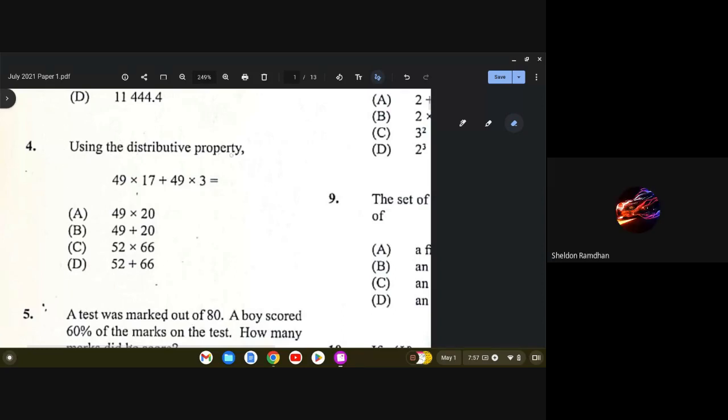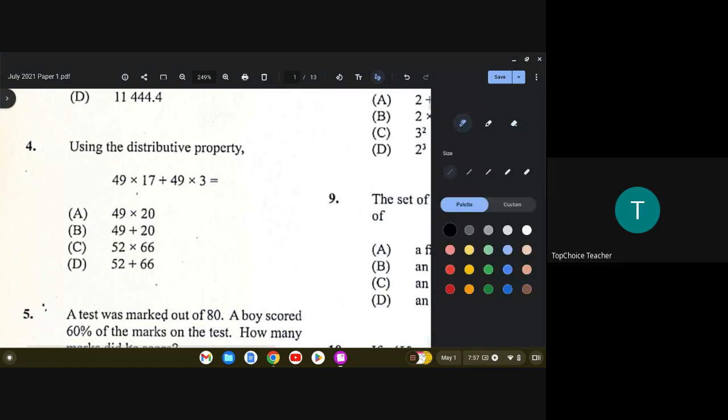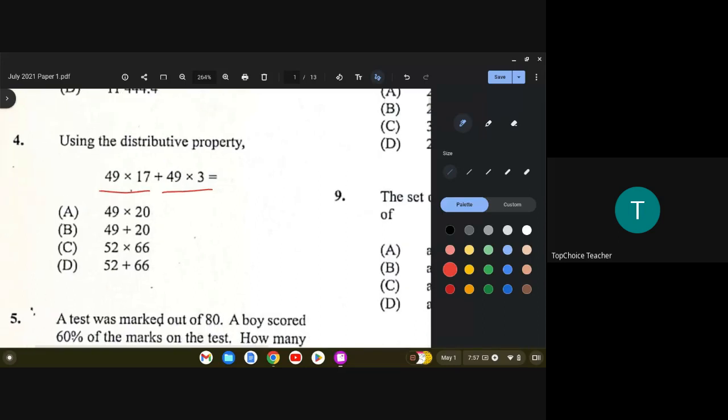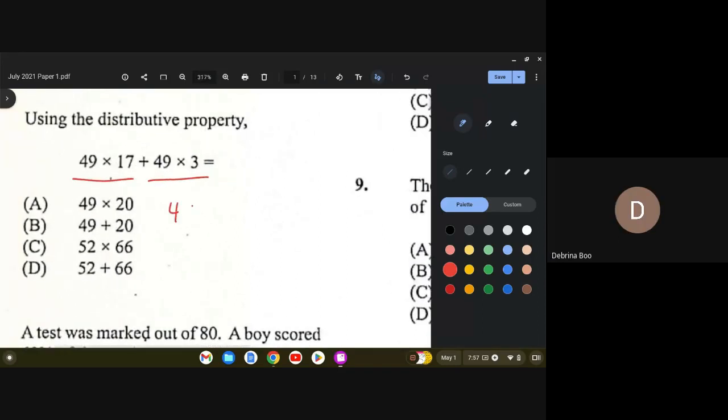Using the distributive property. Yes. Let me show you, for those who can't understand this question. This is 49 times 7 and 49 times 3. That is very important. Sorry, isn't it 49 times 17? But watch this. This is the distributive law. So wouldn't this be the exact same as doing this?